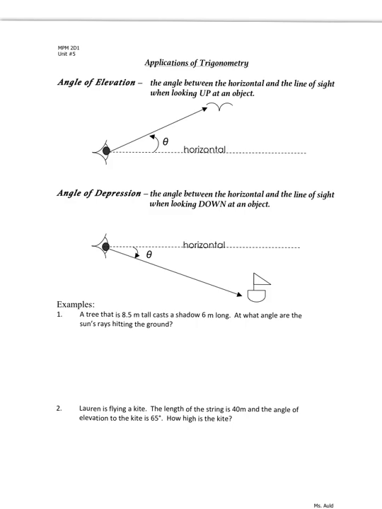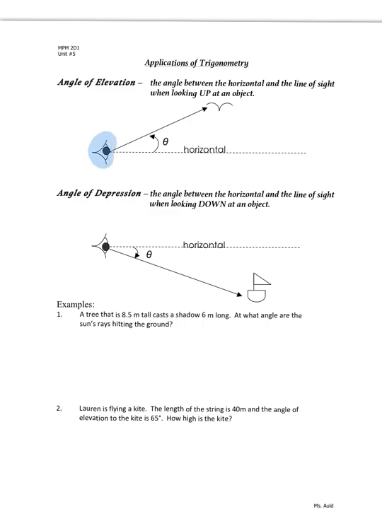Okay, so we're going to try some word problems. Just at the top here is some terminology for applications. We have an angle of elevation, which is between the horizontal. So horizontal is just looking out to the horizon, going left to right or straight out from your eye. So this is a little eyeball over here.